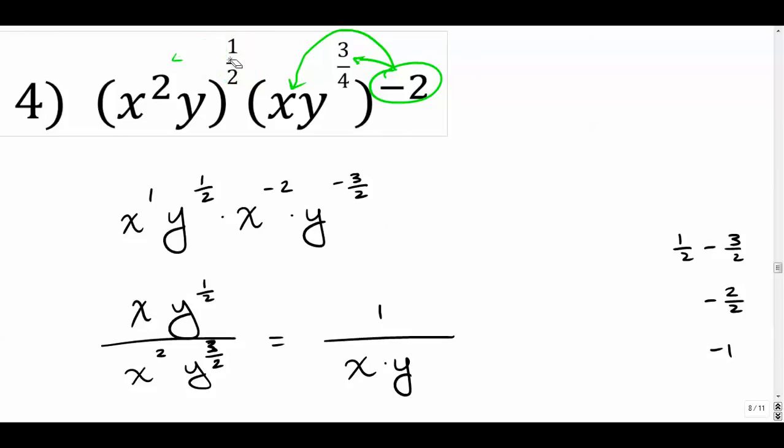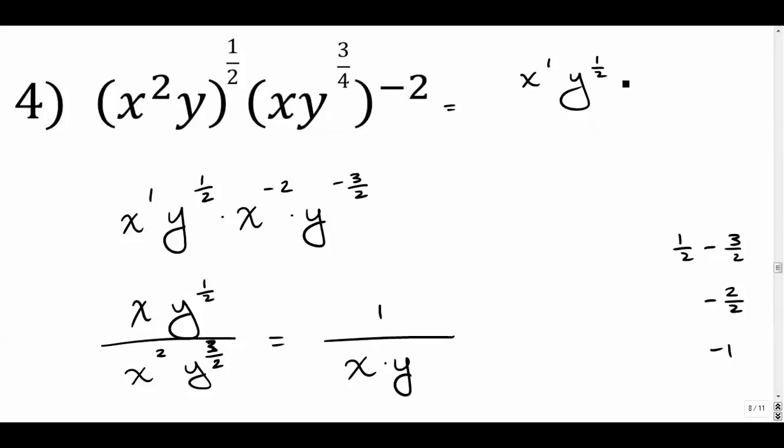There are a couple different options here. Let's do this. I still like this. I like x to the first, y to the 1/2, x to the negative 2, y to the negative 3 over 2. But now let's simply just add these exponents.